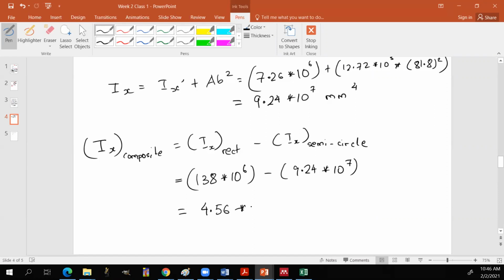Can someone confirm that real quick? Because I don't have the final answer with me. I got the same thing. That's what I got. Units? Millimeters to the 4th. All right. There you go. That's your answer.